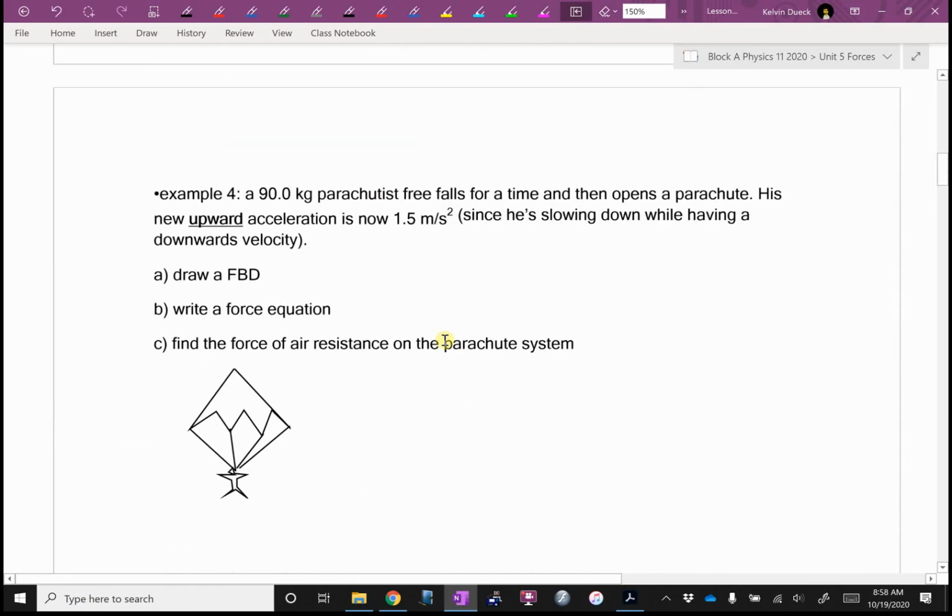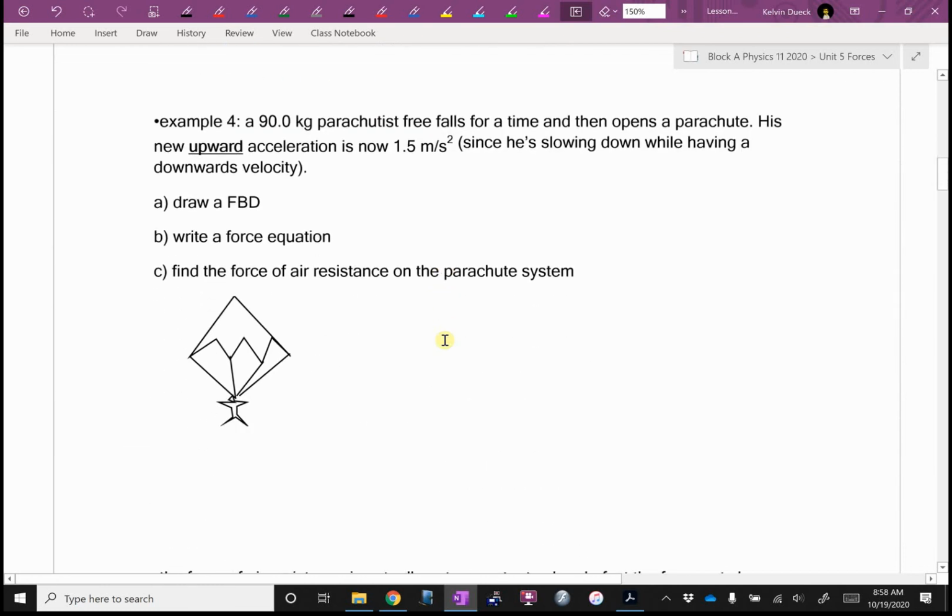Hey, let's do one with numbers. Example 4. A 90-kilogram parachutist free falls for a time and then opens a parachute. His new upwards acceleration, why would his acceleration be upwards? When he opens the parachute, what direction is he moving? Down. But when he opens the parachute, does he speed up or slow down? So if you're moving down, but you're slowing down, which way are you accelerating? Which way is the net unbalanced force pointing? Upwards. Which way is my winner going to be? Same answer. Upwards.